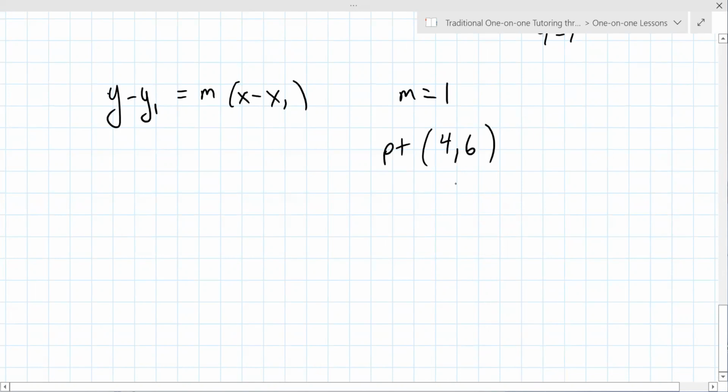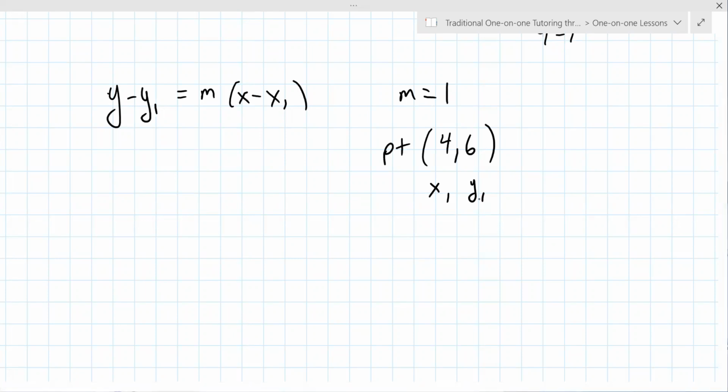Your point represents x1 and y1. So x1 is really 4 and y1 is really 6. Okay, so could you write this equation on the left with the slope and the point? Will you please do that?